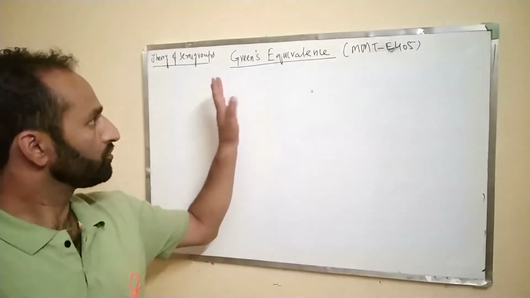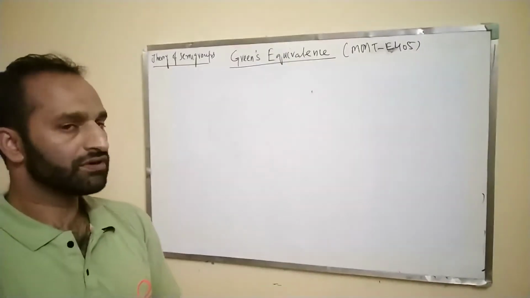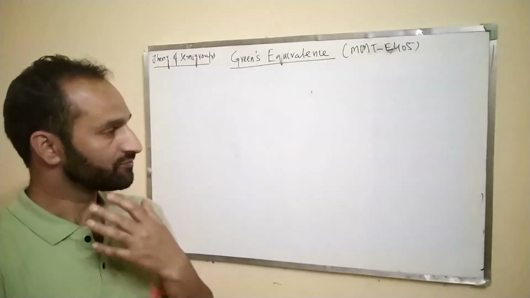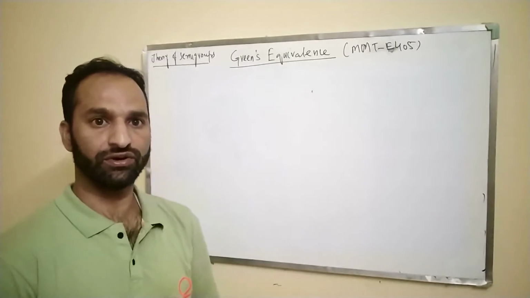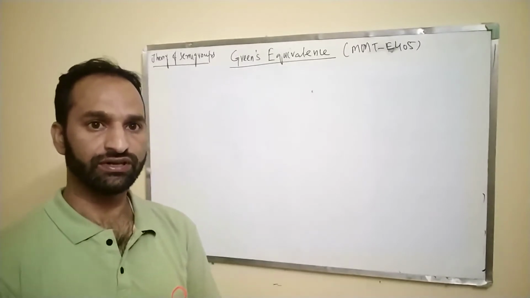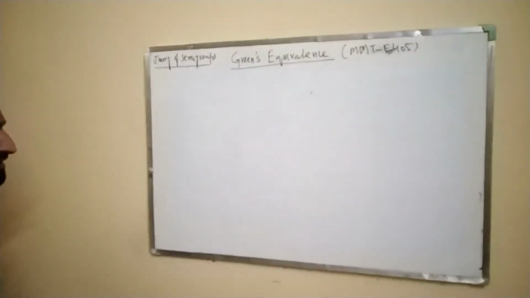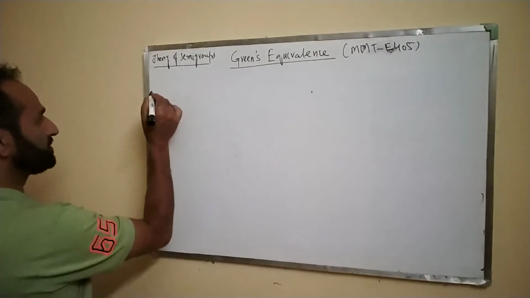Now we are going to discuss the Green's equivalences. First of all, we'll see that there are certain properties of the class of all equivalences and the class of all congruences on a given semigroup S. So let's discuss those properties first. Let S be a given semigroup.